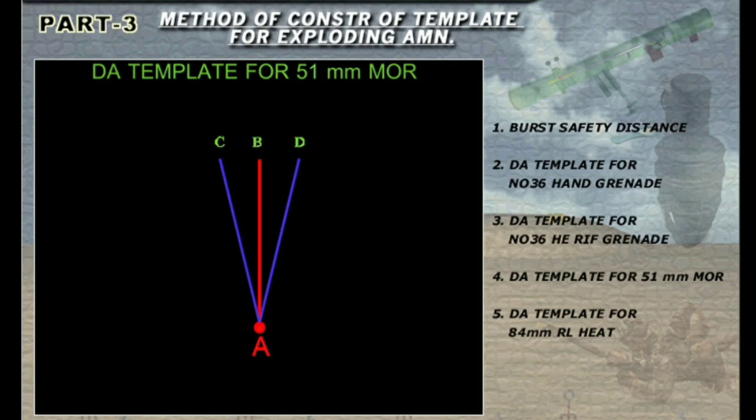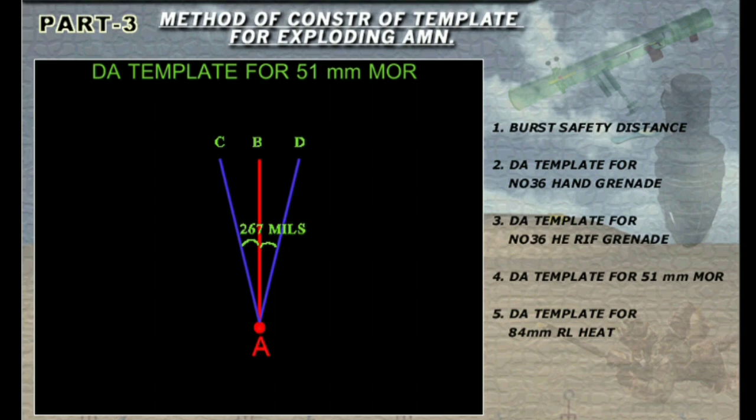Draw lines AC and AD each at an angle of 267 mils, that is 15 degrees, the line of fire AB intersecting the arc at points C and D. 15 degrees denotes the safety angle on either side of line of fire.